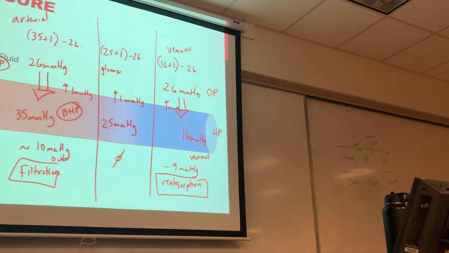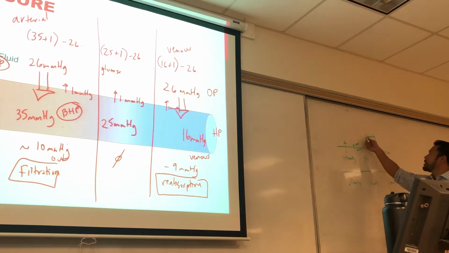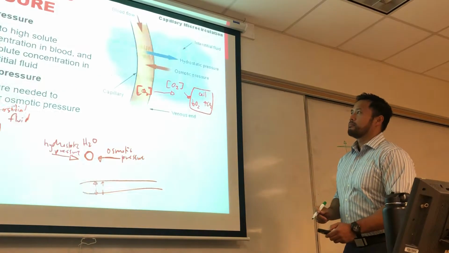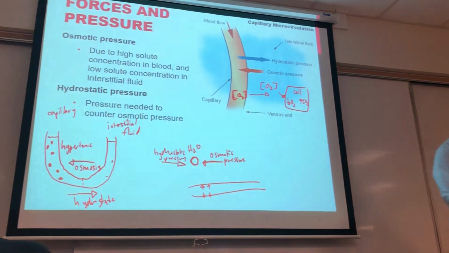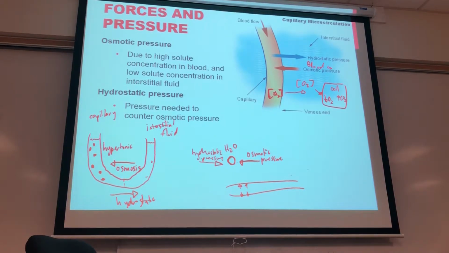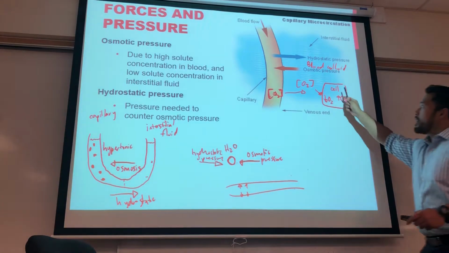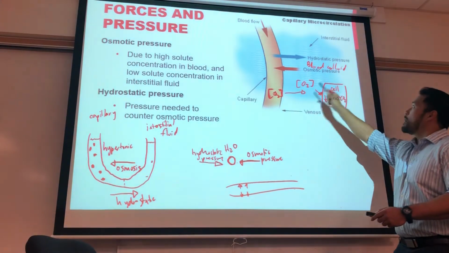Yes? So how come you're subtracting the 26 though? Because the pressure is pushing out. Hydrostatic pressure pushes out, right? Blood colloid osmotic pressure pulls right back in. Hydrostatic pressure out, osmotic pressure going back in. And that osmotic pressure is blood colloid osmotic pressure. That's the direction of water moving into a hypertonic solution through the presence of solutes. So these are opposing pressures.